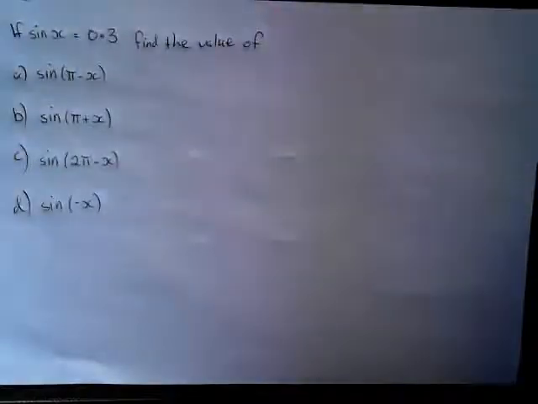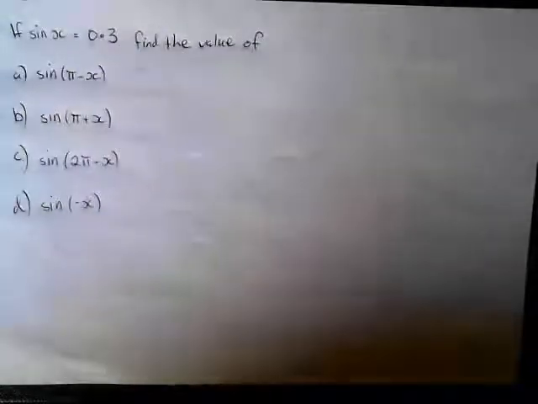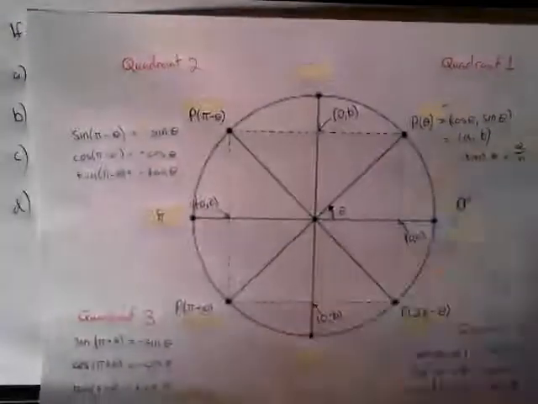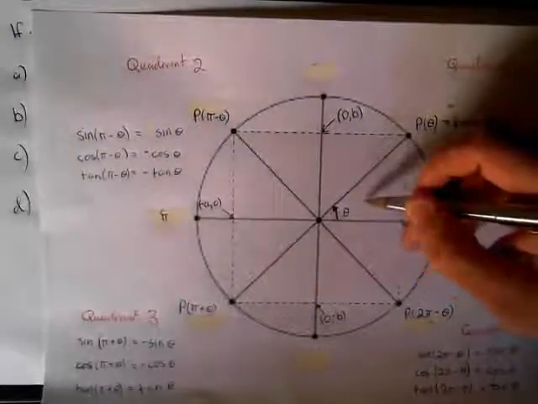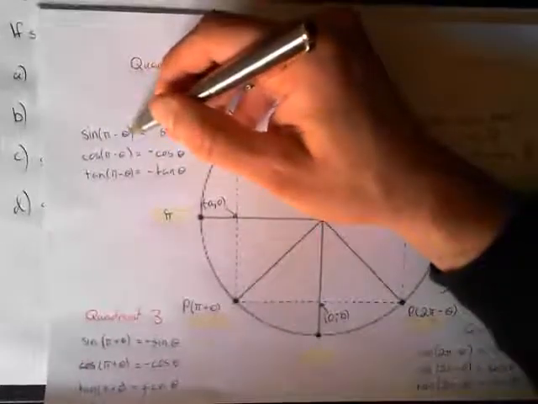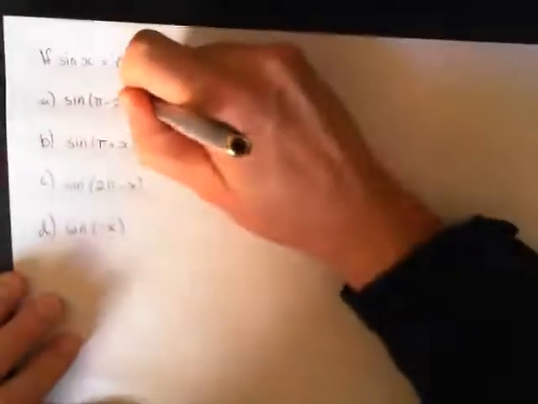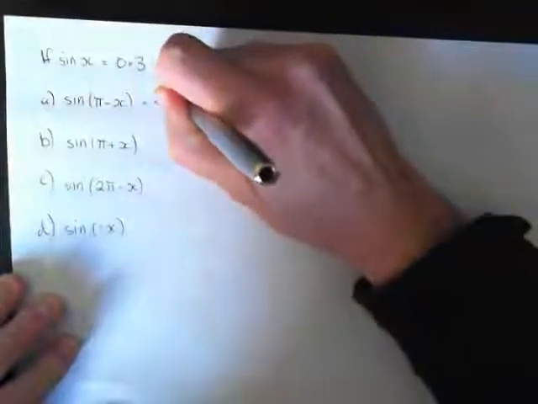So the exercise has got questions like this in there. If sine of x equals 0.3, then what's the value of sine of pi minus x as an example? If that's x, sine of pi minus x, or pi minus theta, equals sine theta. So we say, well, that's in the first quadrant, that equals sine theta. So that equals 0.3.